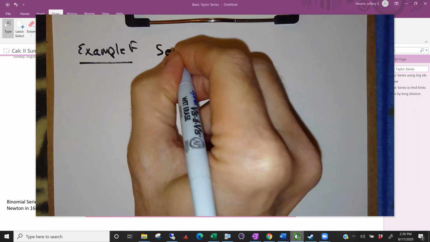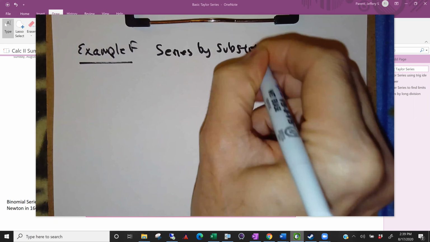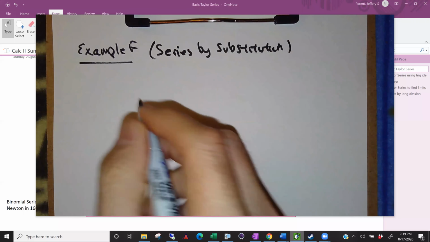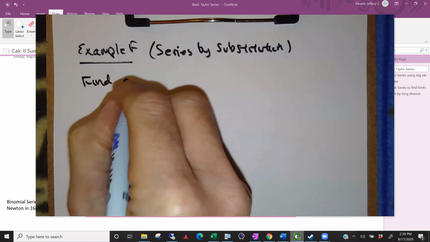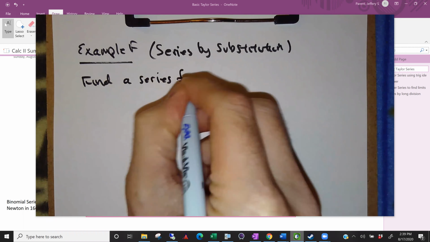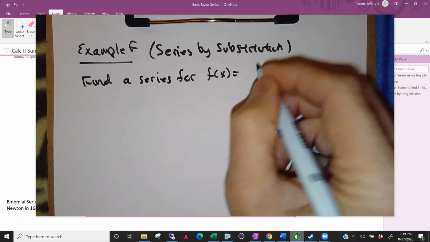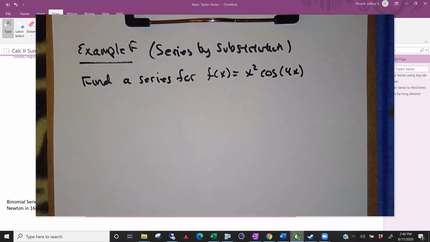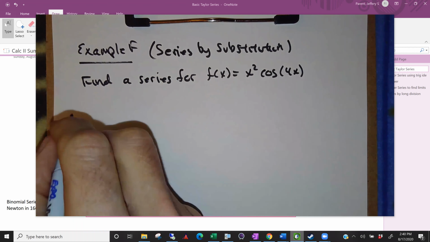So we're going to look at the series by substitution. Do a couple problems like this, series by substitution. And our first problem is to find a series for f of x equals x squared times cosine of 4x. Okay, so let's start by this.